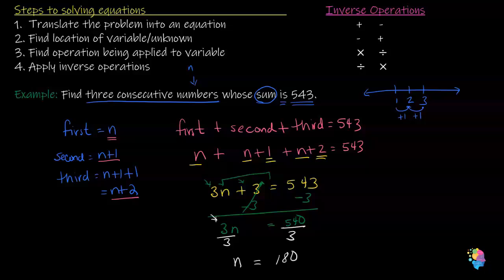But this only gives us n, and remember, n is only the first number. We need to find the 3 consecutive numbers. So if my first number is 180, the next will be 181, and the one after will be 182, making these the 3 consecutive numbers that add up to 543.